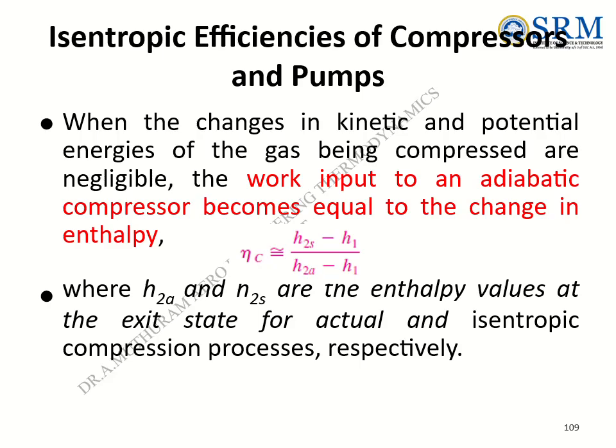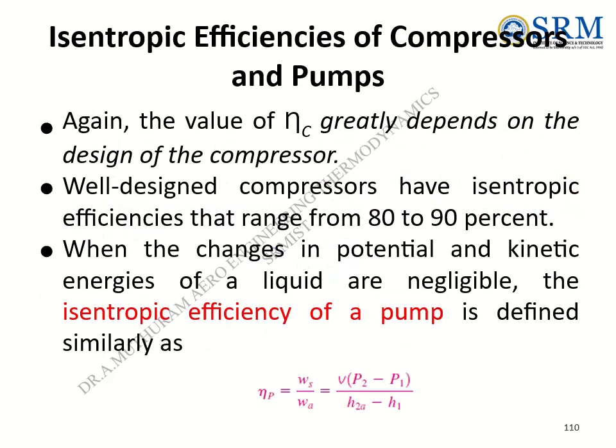Here H2A and H2S are the enthalpy values at the exit state for actual and isentropic compression processes, respectively. Again, the value of Nc greatly depends on the design of the compressor. Well-designed compressors have isentropic efficiencies that range from 80 to 90%.